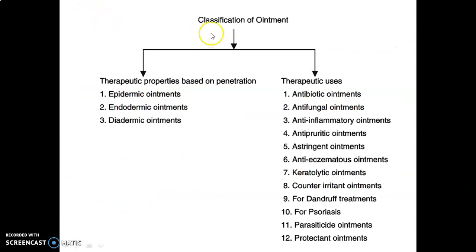We will discuss the classification of ointments in detail. There are two classes: therapeutic properties based on penetration, and a second class based on therapeutic uses. Based on penetration, ointments are classified into three types: epidermic ointments, endodermic ointments, and diadermic ointments. According to the layer of skin, all these three types of ointments get classified.